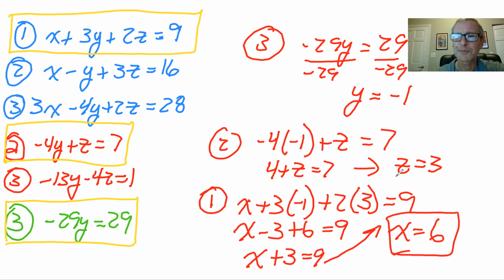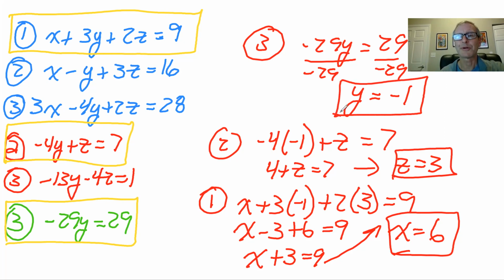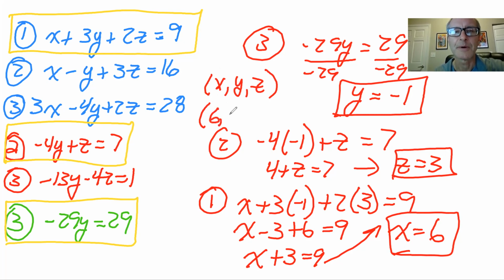So here are our three solutions. Sometimes you end up putting it in ordered pairs, and the ordered pairs would look like this. Usually it'd be x first, y second, and z third. So if you did that, it would be (6, -1, 3).